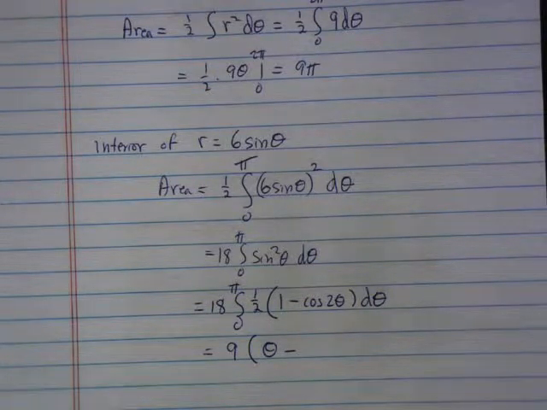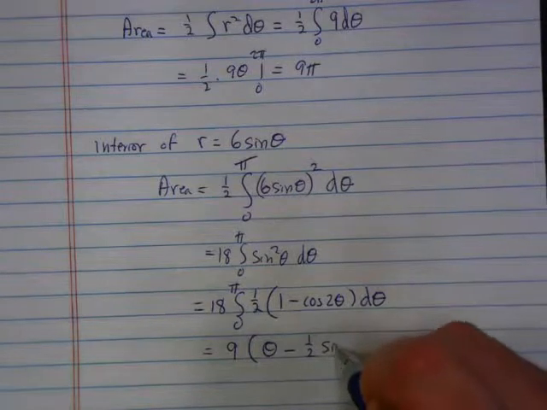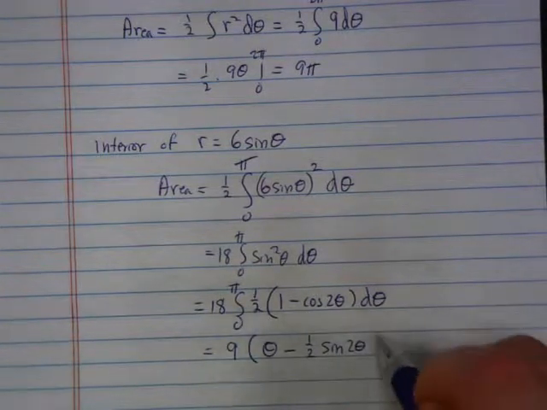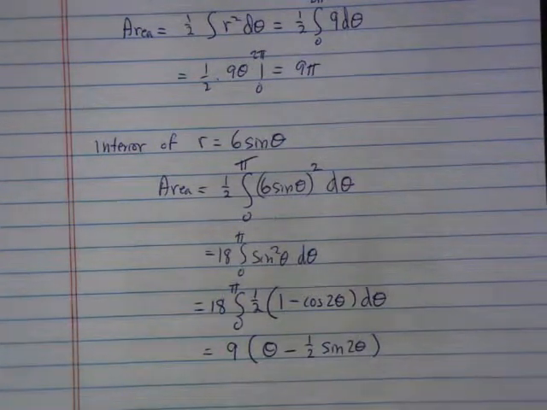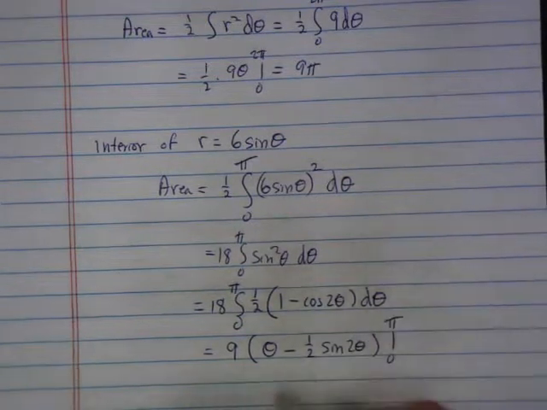That would be the derivative. I want the antiderivative: 1/2 sine of 2 theta. Remember, the integral of cosine is positive sine, but we already have this negative in front, so it does stay negative. Evaluate at 0 and pi.